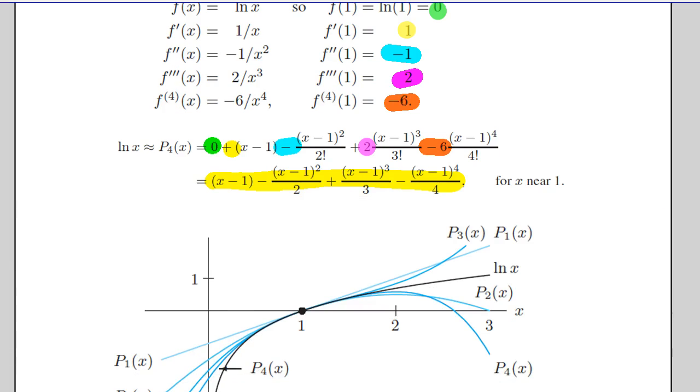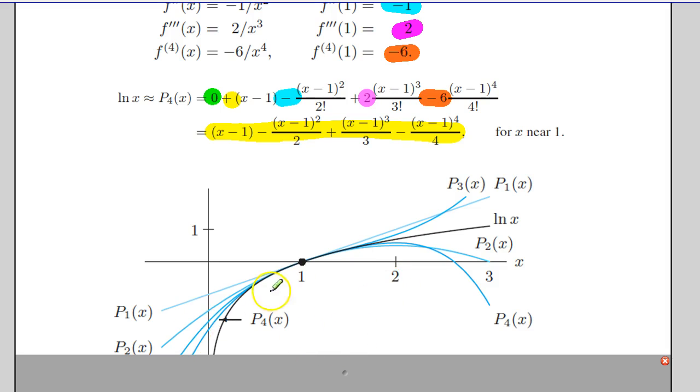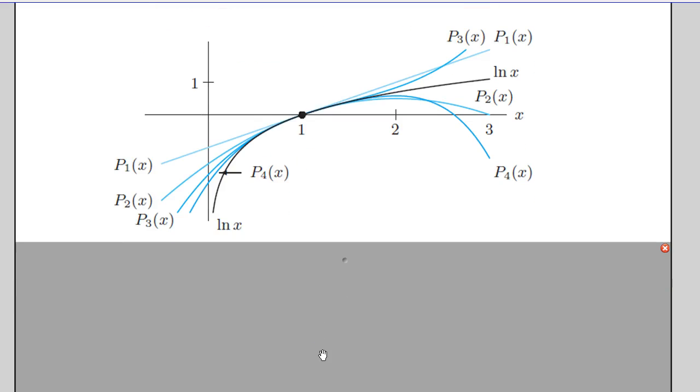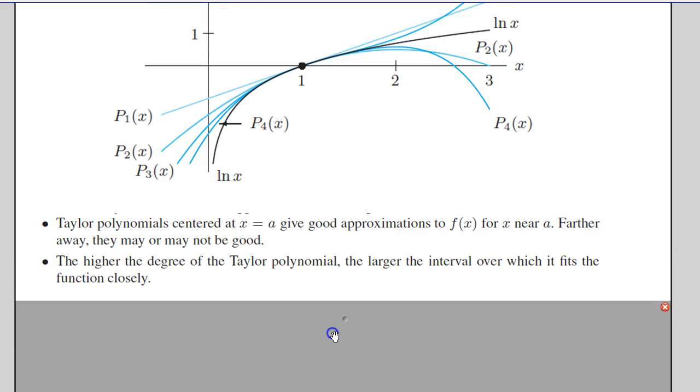If we take a look at the graphs for Taylor polynomials of varying degree, we can see that the higher the degree, the longer the approximation is good for. So in conclusion, the things I want you to remember about the importance of Taylor polynomials is that they give good approximations as long as the x values are near a. The further away from a, they may or may not be good. But if you want to improve the range over which the approximation is good, the idea is to use a higher degree Taylor polynomial, because that means the interval over which it fits the function closely is larger. All right, that's it. Thanks.